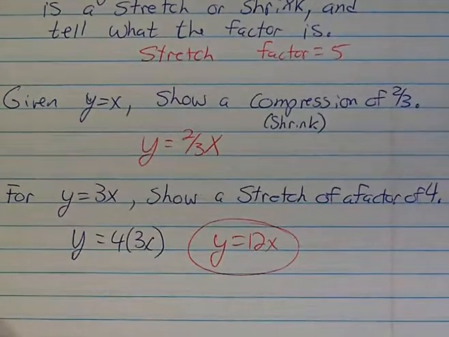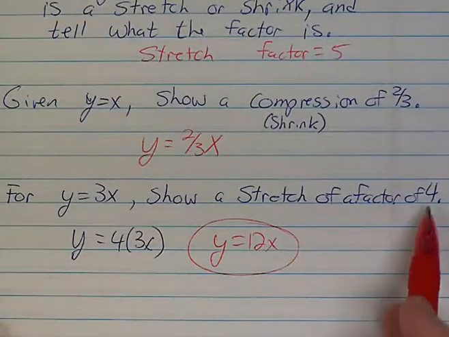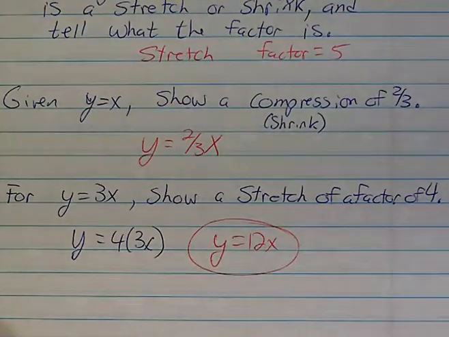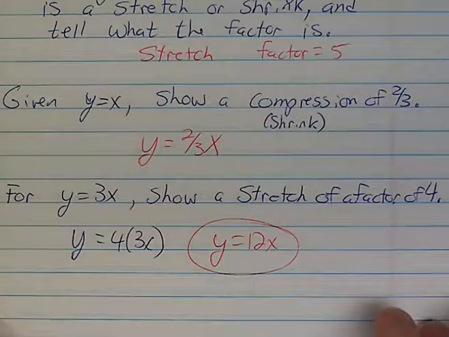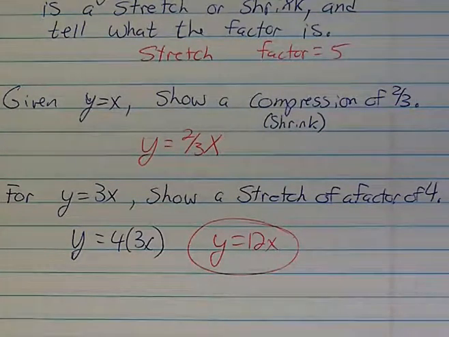So if there's already a number in front of x, you just take that number and multiply those two things together, and now you've got your new equation. Okay, so really straightforward on that one. And again, you're always going to multiply. If the number is bigger than 1, it's a stretch. If the number is less than 1, somewhere between 0 and 1, then it's a compression or a shrink. Yeah, somebody's probably saying, well, what about the negatives?